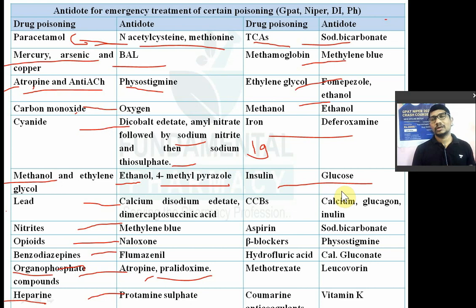अगर इंसुलिन का ओवरडोज हो गया तो ग्लूकोज देना है, इंट्रावेनसली ग्लूकोज दे दो, या फिर इंट्रावेनस में नहीं दे सकते इमीडिएटली तो आप ग्लूकोज दे दो, उसको शक्कर खाने को दे दो.